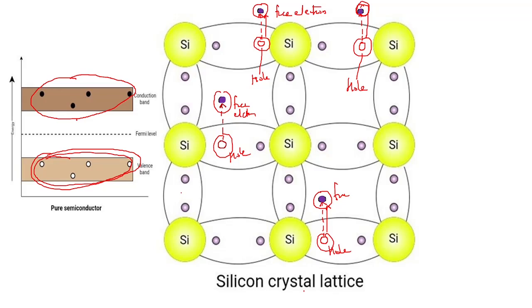But as a whole, we can conclude that whenever a covalent bond is broken and an electron comes out and becomes a free electron, a hole is created in its original place. That means the absence of an electron in the bond is assumed as a hole. Whenever free electrons arise, that many holes will also be there. That means the number of free electrons, the number of conducting electrons, will be equal to the number of holes in an intrinsic semiconductor.